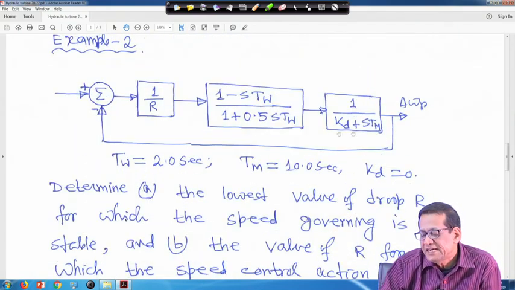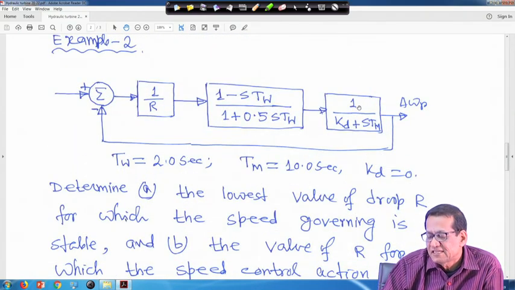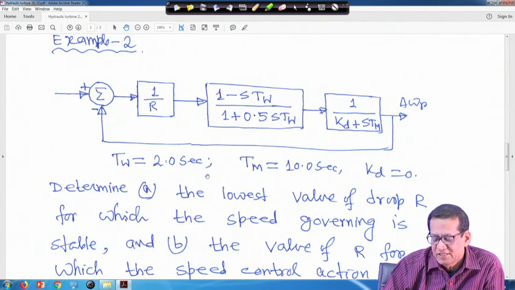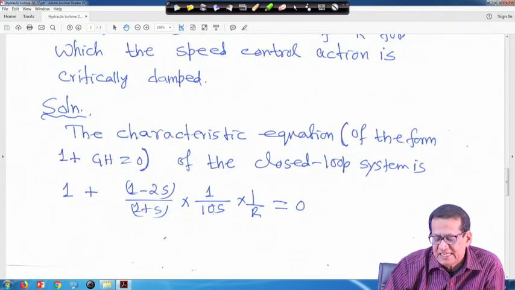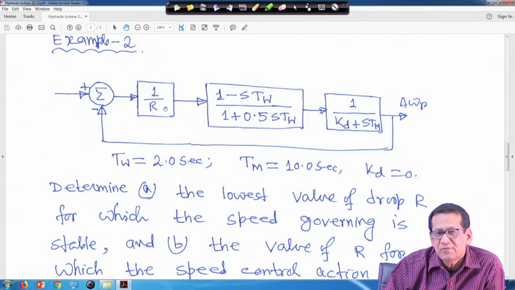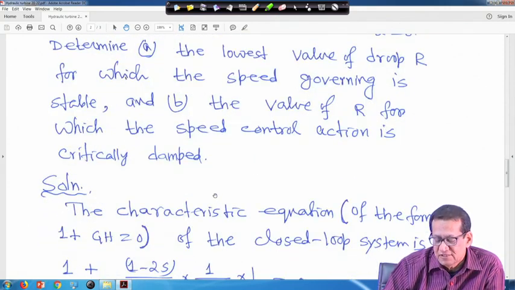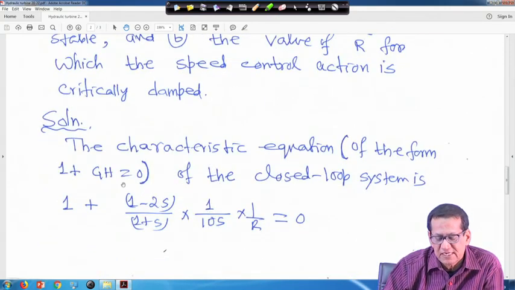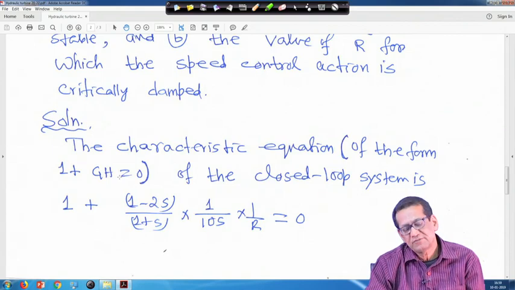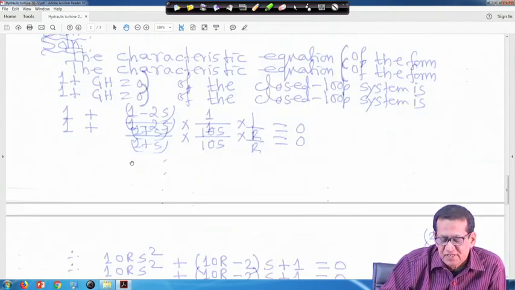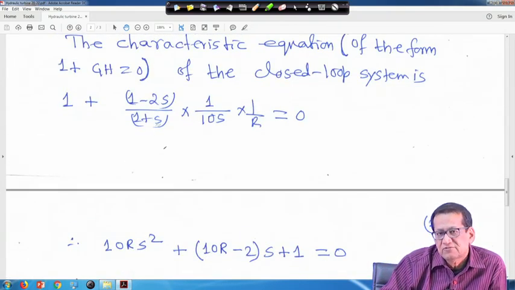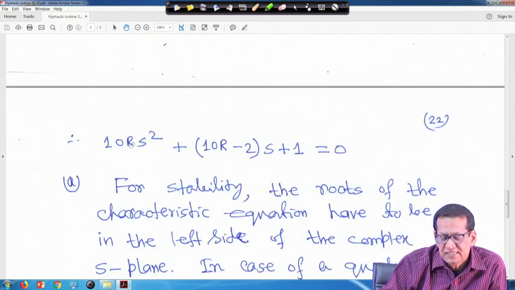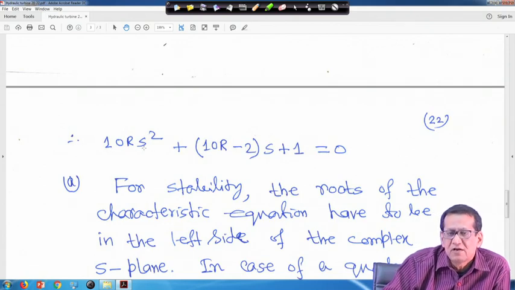Next, K d is 0, but T m is 10, that is 1 upon 10 s, right. So, that is why it is 1 upon 10 s into 1 upon r, is equal to 0, right. So, this is the characteristic equation of the closed loop system. Now, if you simplify this one, we get 10 r s square plus (10 r minus 2) into s plus 1 is equal to 0. So, this is a simple quadratic equation, right.